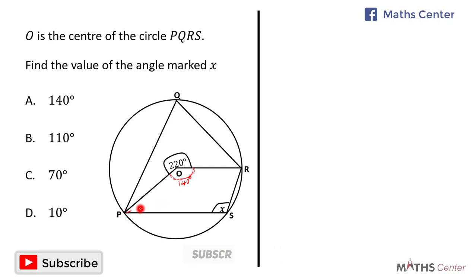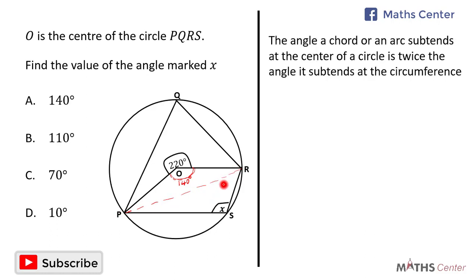Let's join point P to point R to form the chord PR. One of the theorems of a circle says that in a circle, the angle a chord or an arc subtends at the center of the circle is twice the angle it subtends at the circumference. So it means that the angle that the chord PR subtends at the center is 2 times the angle that the same chord PR subtends at the circumference.